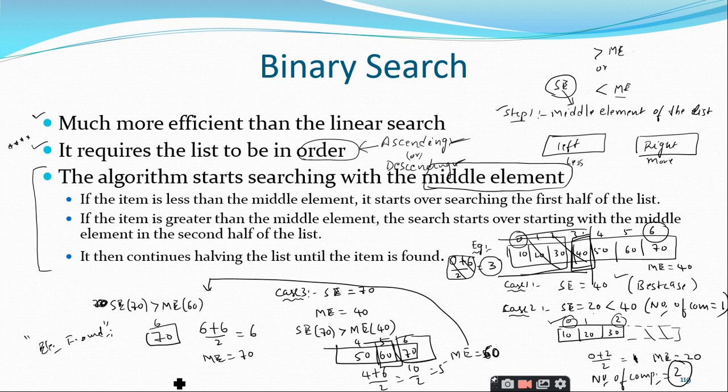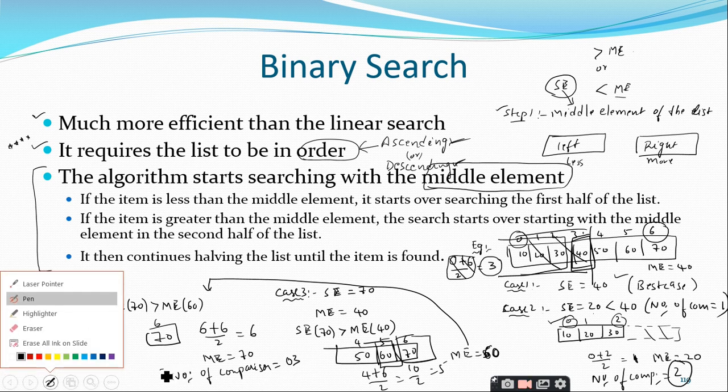Simple thing. But how many comparisons have you done here? Initially you made the comparison of 70 with 40, the second one is the comparison of 70 with 60, and finally you made the comparison of 70 with 70. Therefore, total comparisons are 3 here.